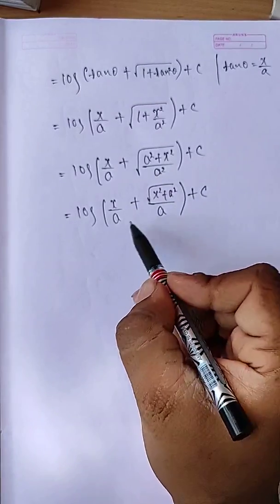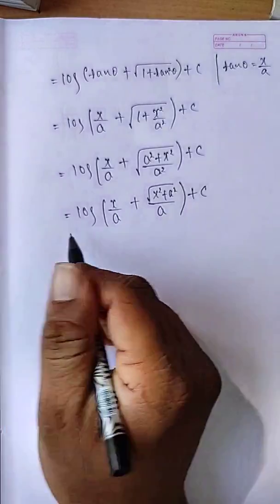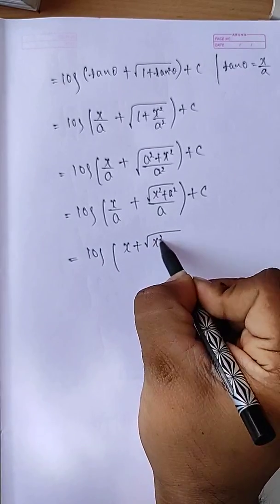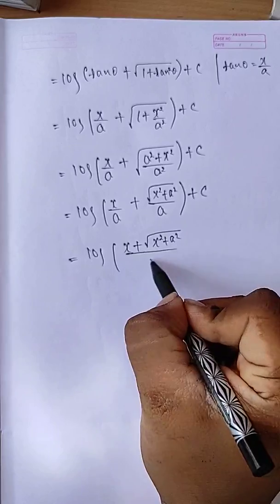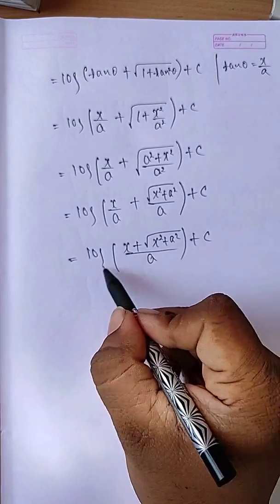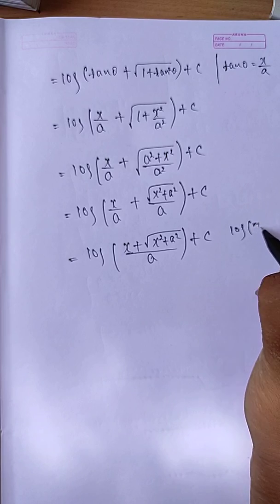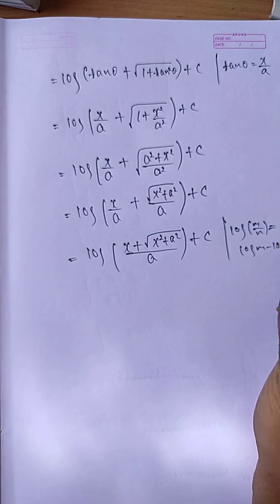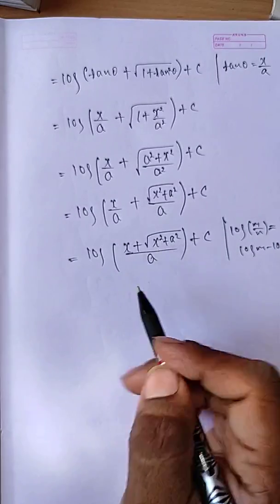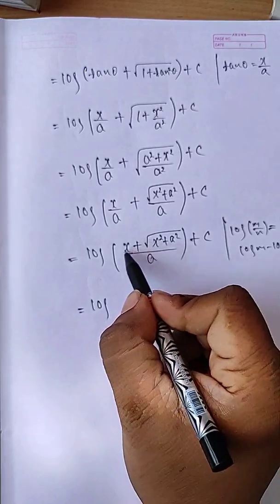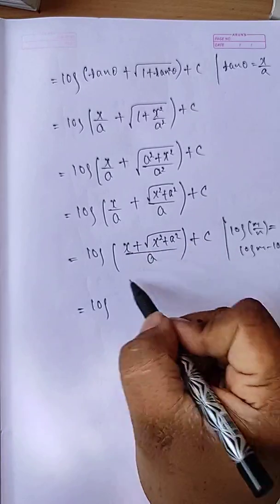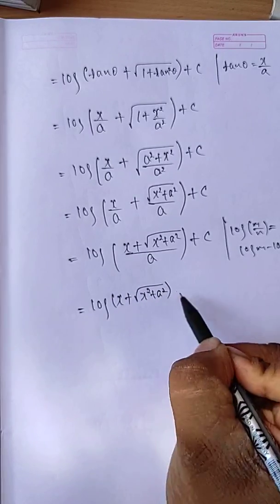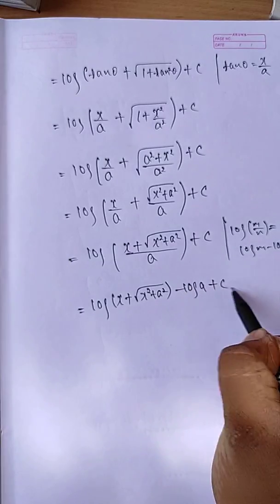So here the denominator a is the same. Take it like this: log of x plus root of x square plus a square, by a, plus c. It is in the form of log m by n. So log m by n can be written as log m minus log n, correct? So this is m, this is n, meaning the numerator quantity is m and the denominator quantity is n. So we get log of x plus root of x square plus a square, minus log a, plus c.